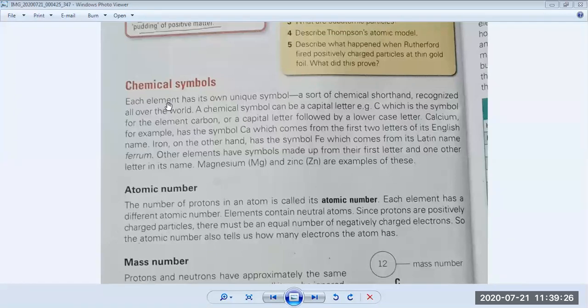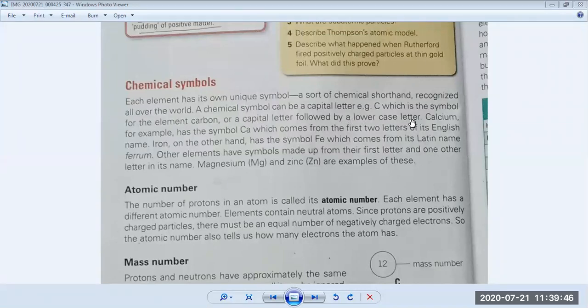So the short form of that chemical is called a chemical symbol. Okay, so we have discussed 3 or 4 examples here. For example, the first example is carbon. This is shown by C, capital C. So C is the short form, the chemical symbol of carbon.